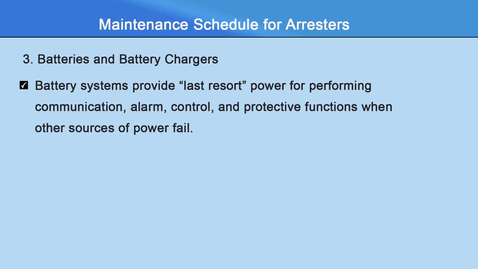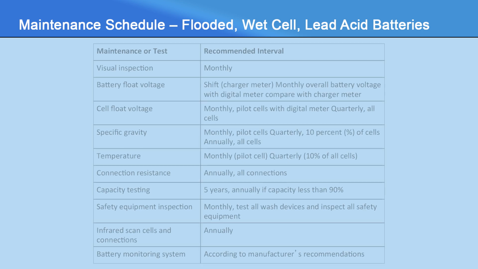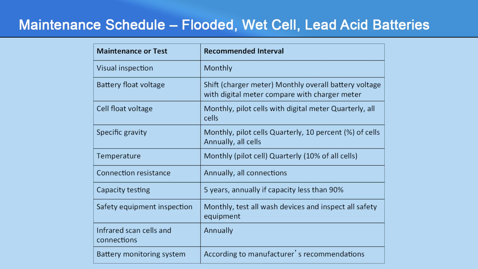Battery systems provide last resort power for performing communication, alarm, control and protective functions when other sources of power fail. Battery system maintenance should have highest priority. Computerized online battery monitoring systems can greatly reduce maintenance required on battery systems and actually improve battery reliability and increase battery life. The battery chargers, important to the health and readiness of battery systems, require regular maintenance as well. The below table shows the maintenance schedule of battery chargers.